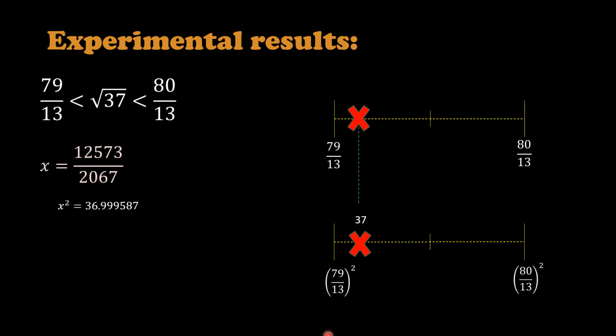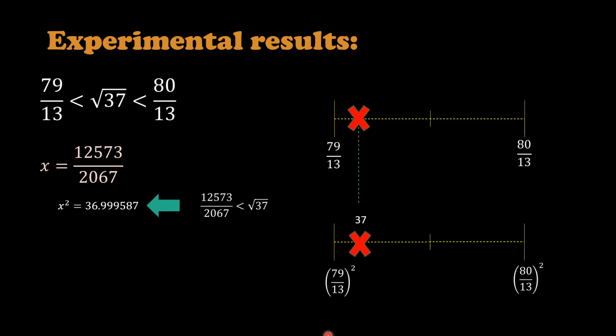If we take that number and square it, we do get a number that's smaller than 37, but not much smaller: 36.999587. So it is an underestimate. We know that this number is less than root 37.